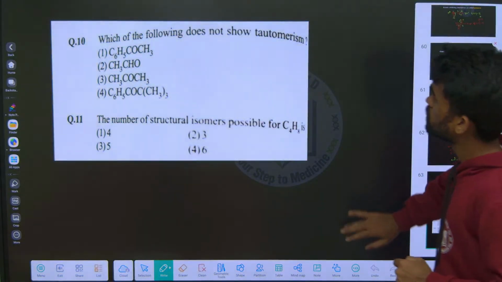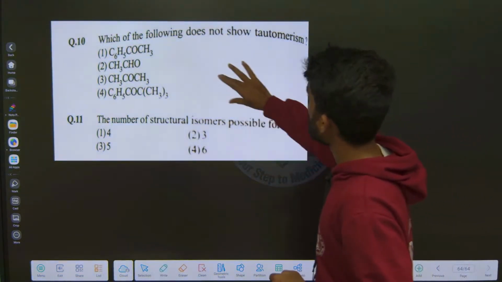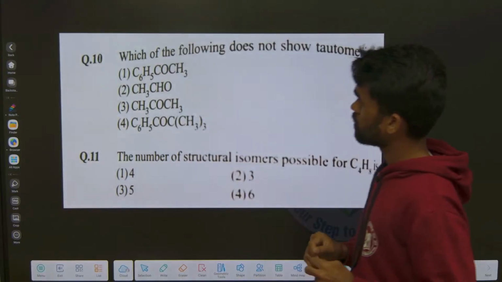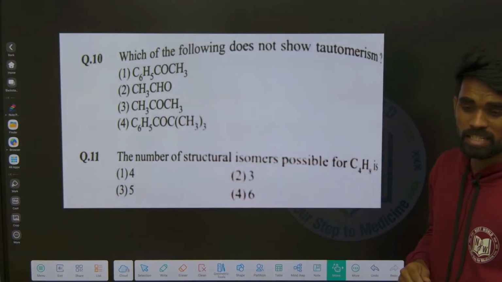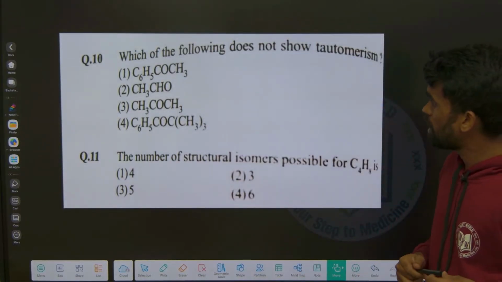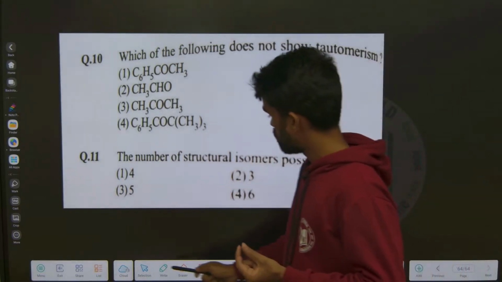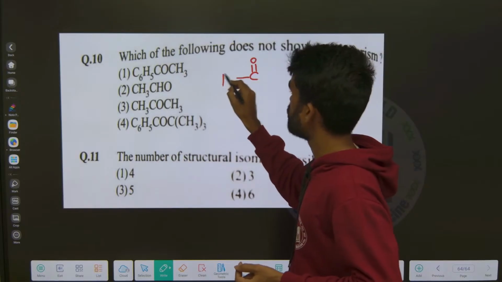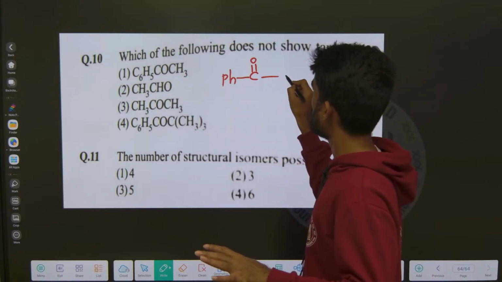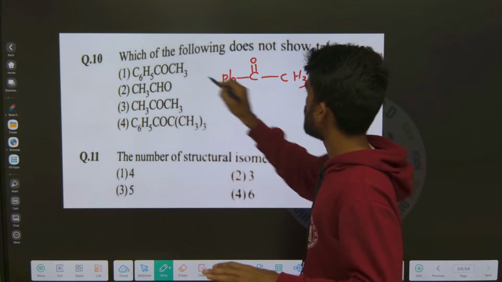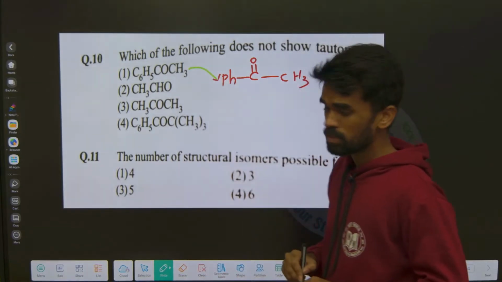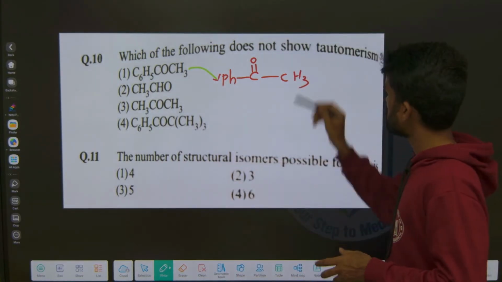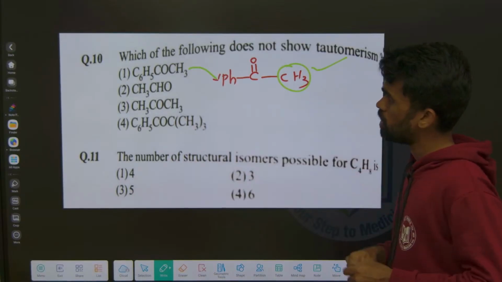Answer this question. Which of the following does not show tautomerism? What is the primary condition? Alpha hydrogen, alpha to the carbonyl group. See, write the structure for more clarity. This side we have a phenyl group, keep it aside. This side we have a CH3 group. Try to understand the structure they have given. So do we have alpha hydrogens? Yes, these are alpha hydrogens, so it shows tautomerism.